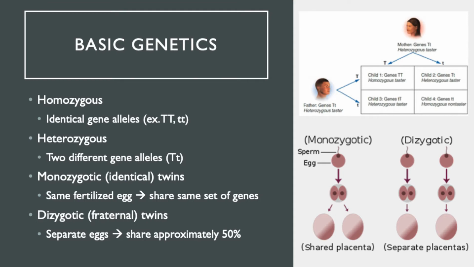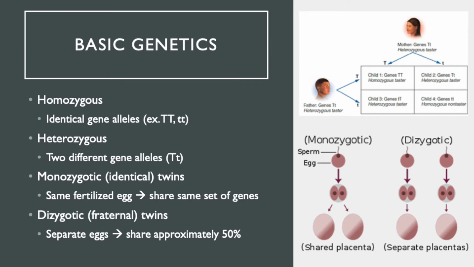Twins can be monozygotic or dizygotic. Monozygotic twins are commonly referred to as identical twins. They stem from the same fertilized egg, known as a zygote, and develop together in the same placenta. They share all of their genes, so they are often studied to help differentiate between genes and the environment.